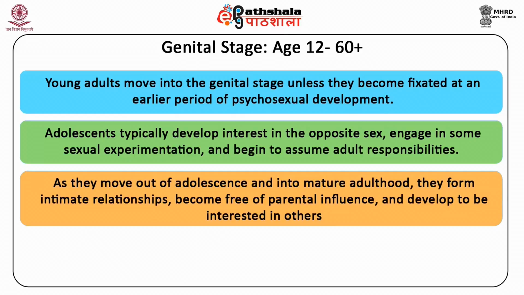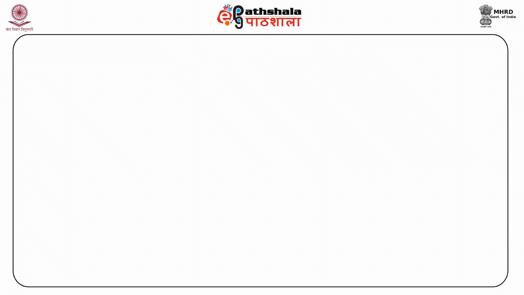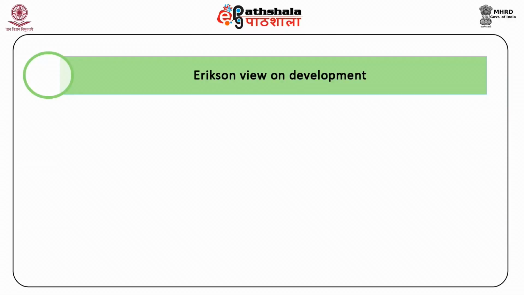As they move out of adolescence and into mature adulthood, they form intimate relationships, become free of parental influence, and develop to be interested in others. There is a trend away from narcissism and toward altruistic behavior and concern for others. Erikson's view of development continues where Freud left off. It accounts for forces influencing adolescent development and various phases of adulthood.